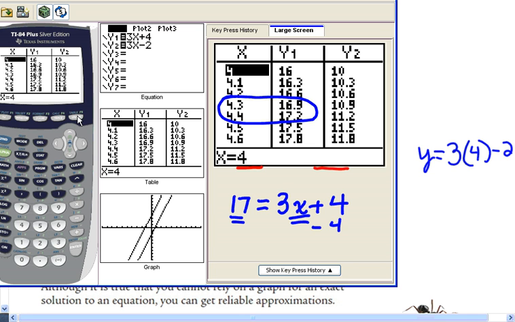Now, if you remember from last year, to me this is the easiest way to find the exact answer. Balance it out, subtract 4 from both sides, and then I simplify the equation to that equation, divide both sides by 3, and I get x is equal to 13/3, which is the same as 4 1/3. We can see that 4 1/3 is somewhere between those.